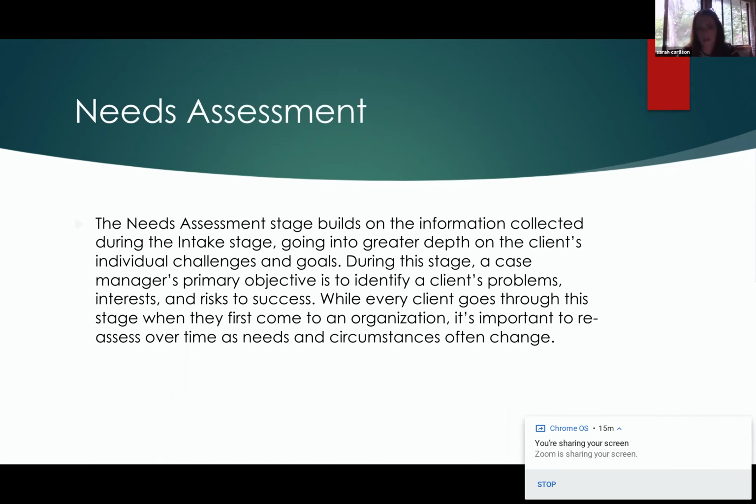During this stage, a case manager's objective is to identify the client's problems, interests, and barriers or risks to success. While every client goes through this stage when they first come to an organization, it's important to reassess over time as needs and circumstances often change. So in my case, we typically have folks in the program from 2 to 3 weeks. We do mental status exams, which you'll see later on in this class, and that is how we assess needs over time.